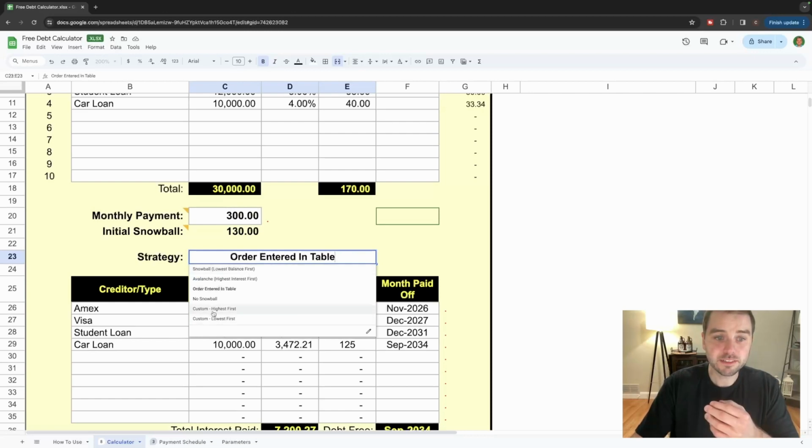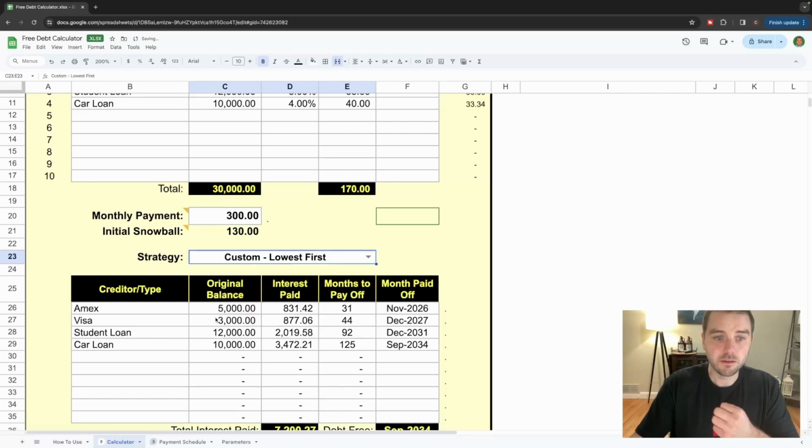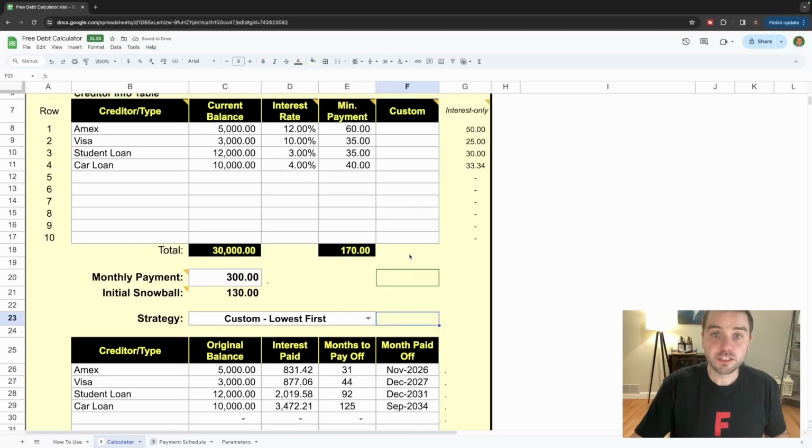All right, these two custom sections. So we're going to go over those quickly. This can be filled out in this section up here. However you rank your debt, and you can rank these from 1 to, in this case, 4, how you want them to get paid off, that's how they will be ordered.